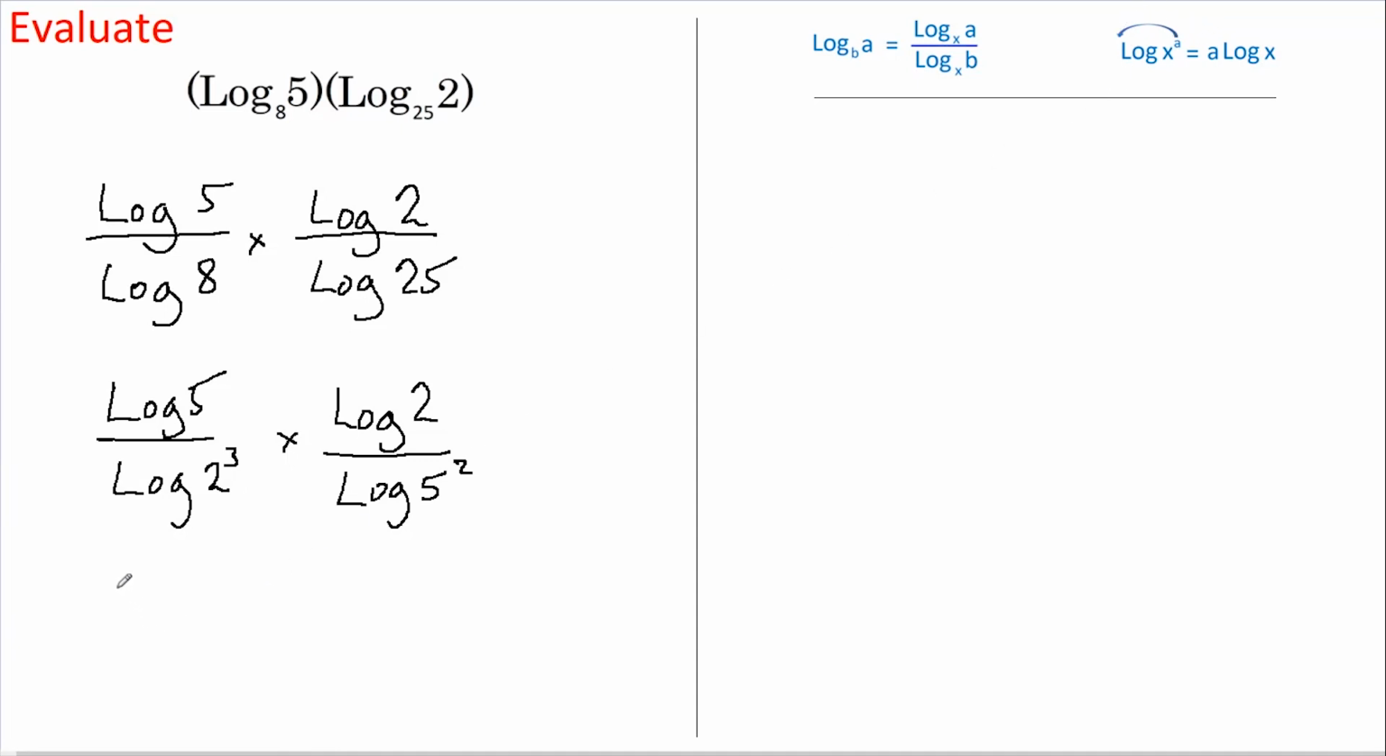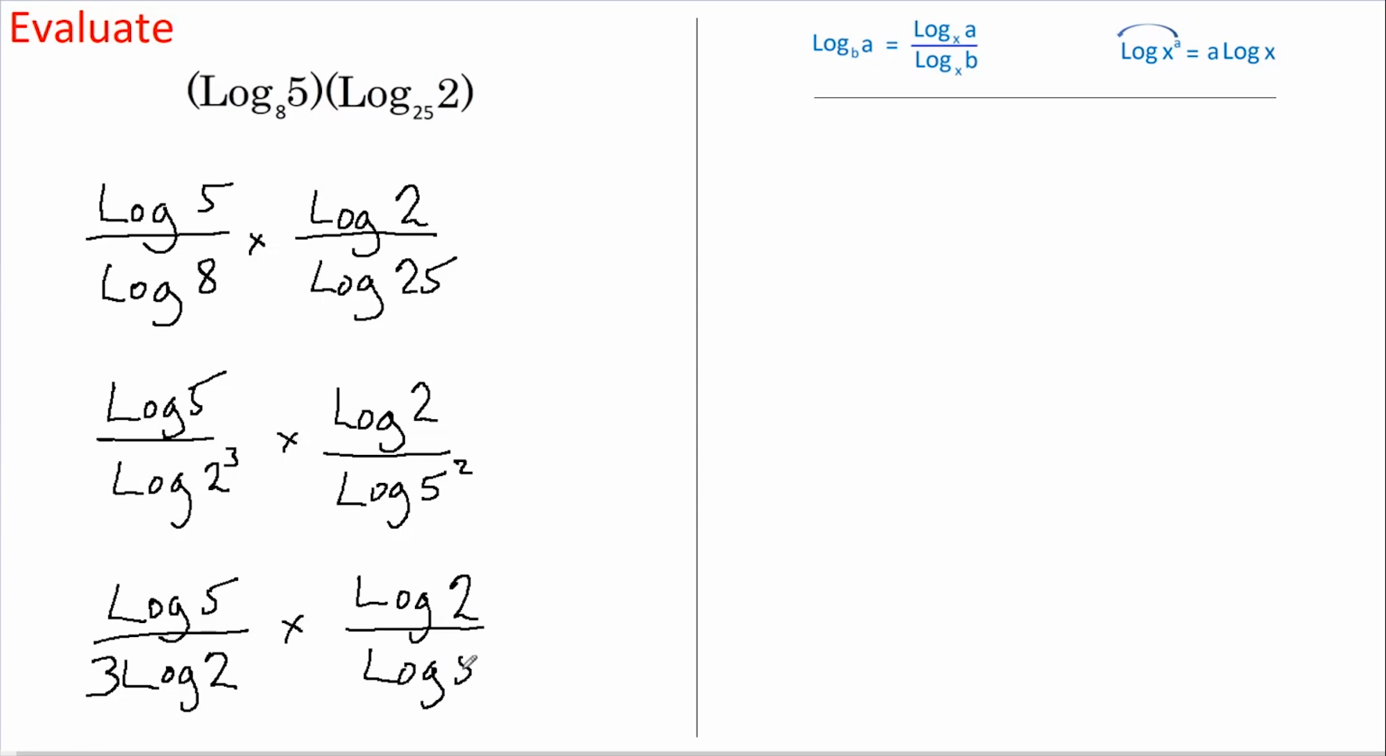So we can now rewrite this as log 5 divided by log 2, but with the 3 brought down in front. And likewise over here we get log 2 divided by log 5 with the 2 brought down in the front.